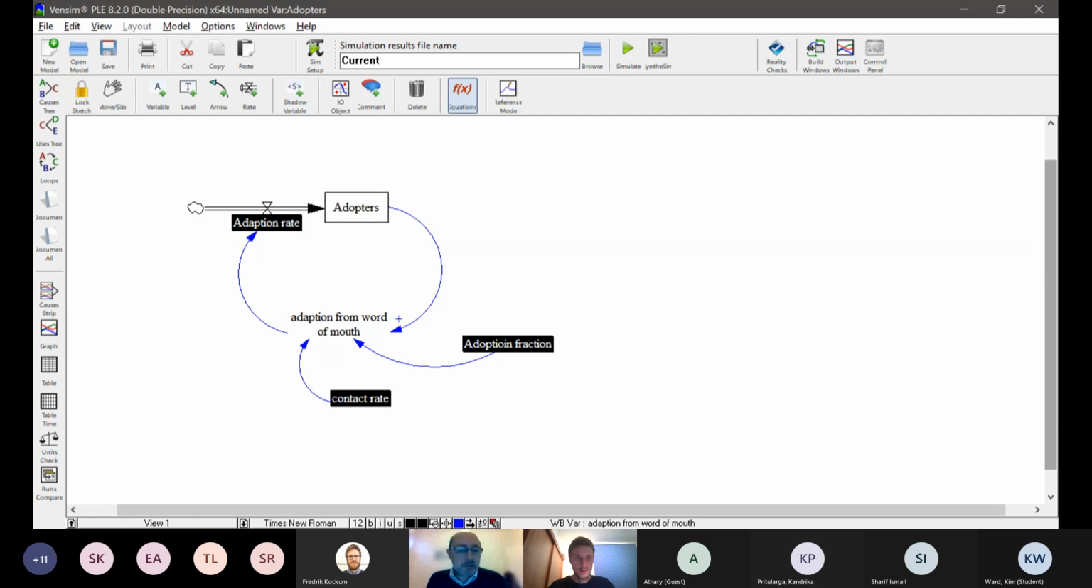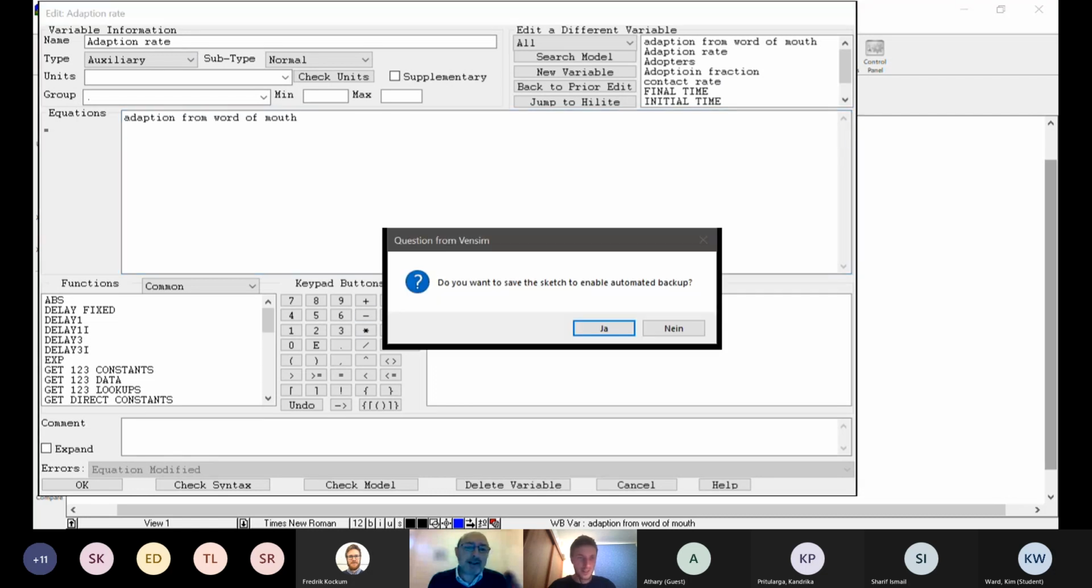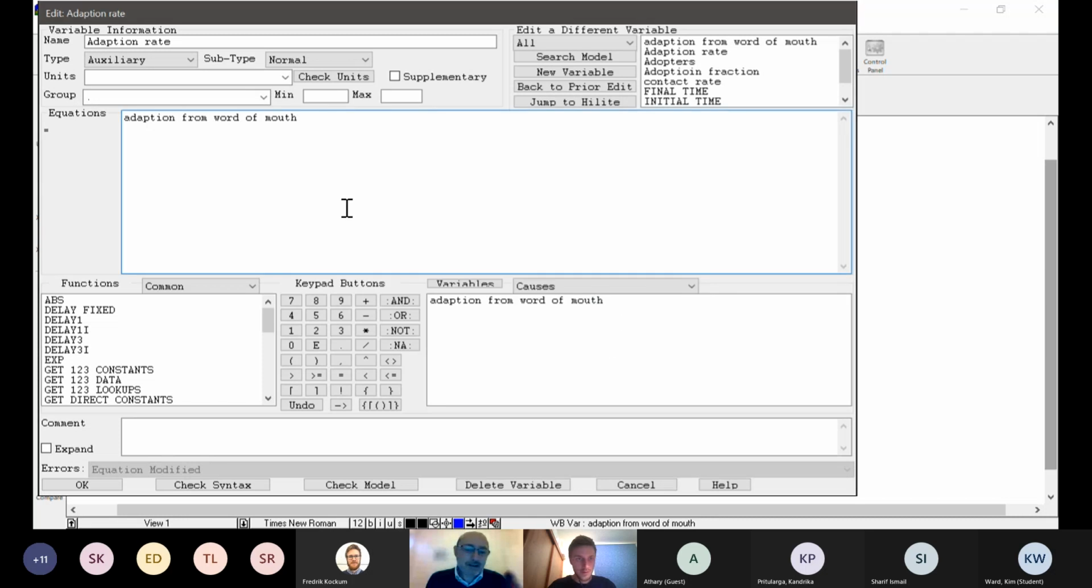So then the adoption rate will be simply the variable that is coming in, right? The adoption from word of mouth. Yeah, you can choose from the variable that you have in the box there. You don't need to type. Go to the right, that box. No, down, this down one. To the right. Yeah, okay. That's easier. Yeah, exactly. Yes, save it.